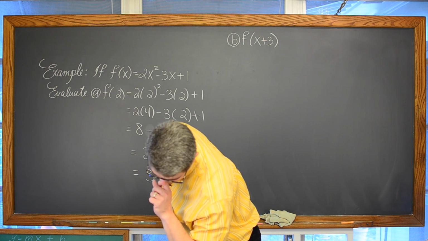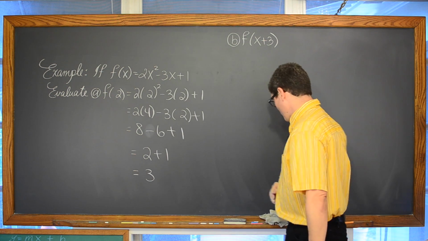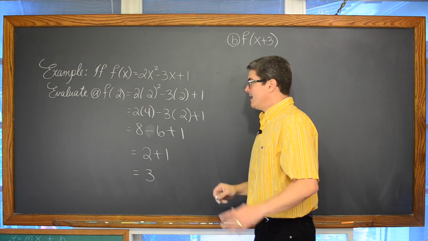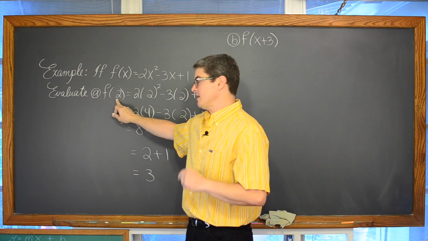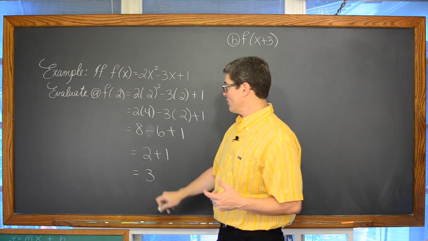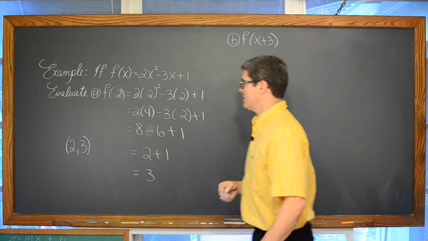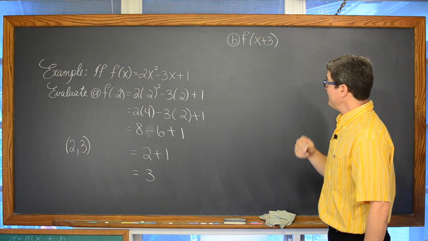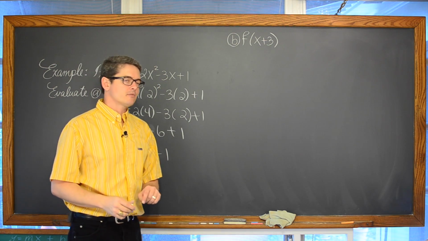Okay, so our final answer is in this format with a positive 2, 3. If I wanted to write this as a coordinate, this was my input or my independent variable, this is my output or my dependent variable, that written as a coordinate would be 2, 3, just in case you need that. And our final example of our lesson is f of x plus 3.